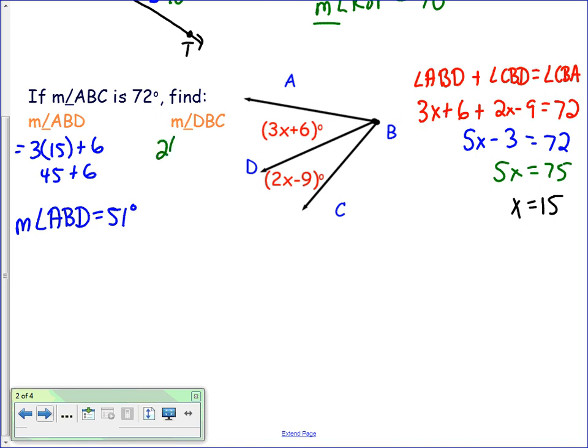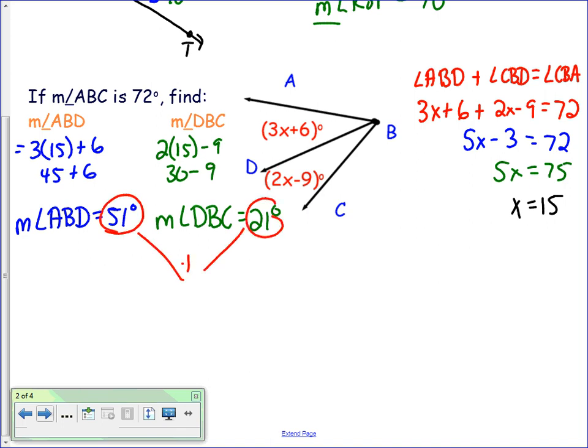And then this one is 2 times 15 minus 9. So we have 30 minus 9. Measure of angle DBC equals 21 degrees. For those of you who like to check your answers, 51 plus 21 equals 72, which is what we saw in the original problem. That is a good thing. That is how you can check your work without having to go find an answer key or back of the book or what have you.